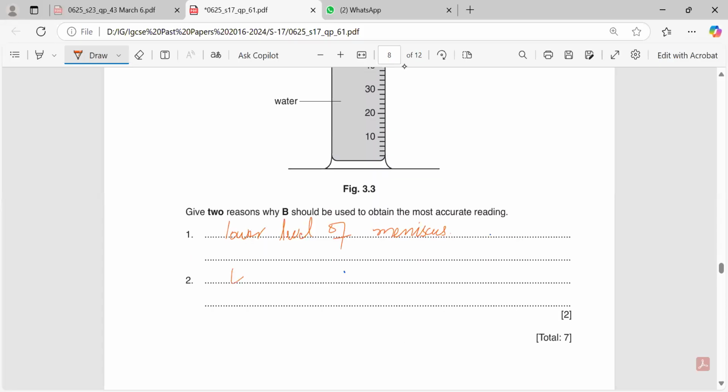Second, line of sight is at what? 90 degrees. So you can say a reformula question, not something very strict or difficult.